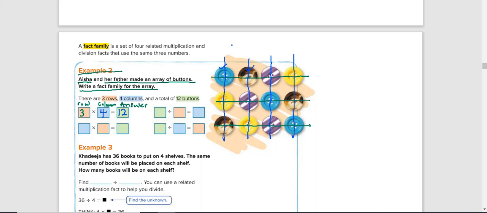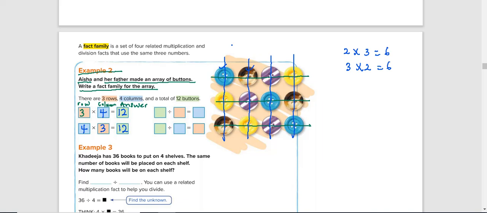If we interchange it, let's write the column first, 4, the row next, 3, it will still give you 12. In multiplication, regardless of the arrangement, if I write 2 times 3 is 6, if I change it to 3 times 2, it will still be 6. Take note of that.